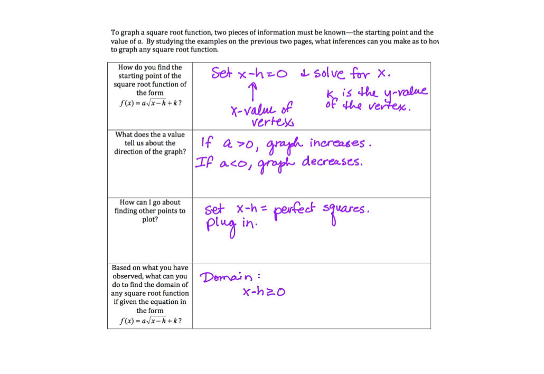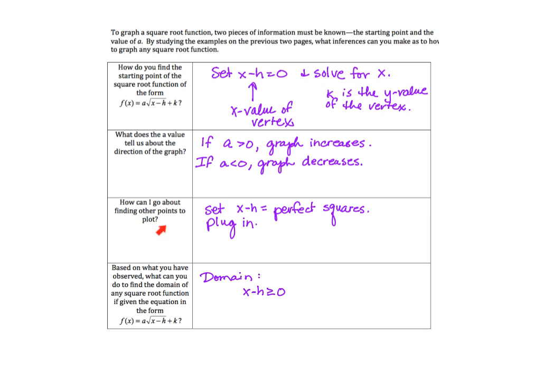So now let's go over what we've discovered. So how do I find the starting point of my square root function of the form f of x equals a times the square root of x minus h plus k? Well, I set my radicand equal to 0 and I solve for x. K is the y value of my vertex. What does the value of a tell us about the direction of the graph? If a is greater than 0, the graph increases or opens up. If a is less than 0, the graph decreases or opens down.